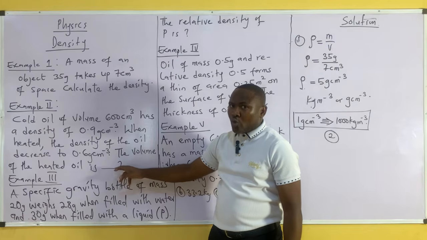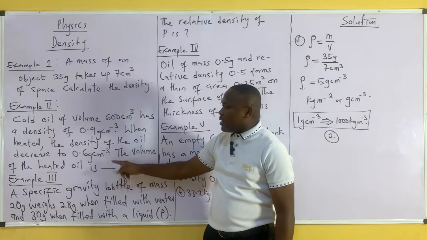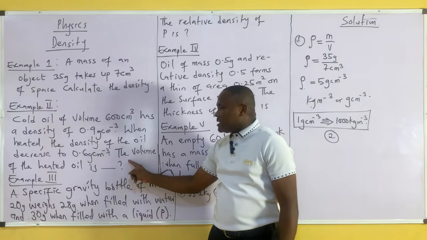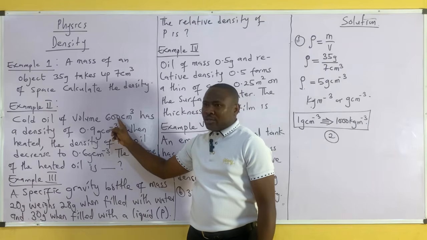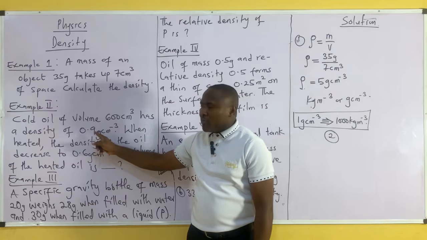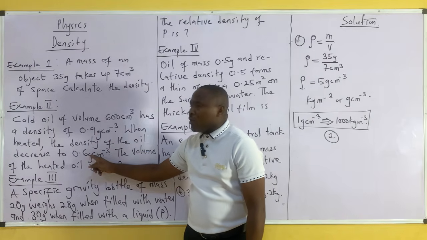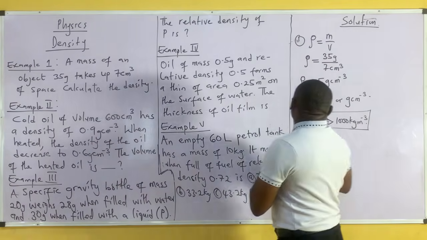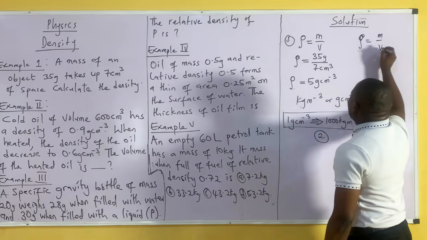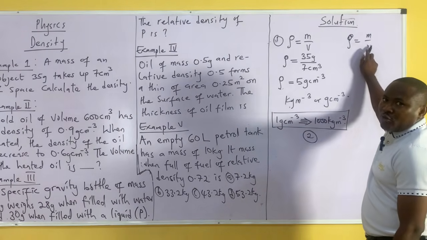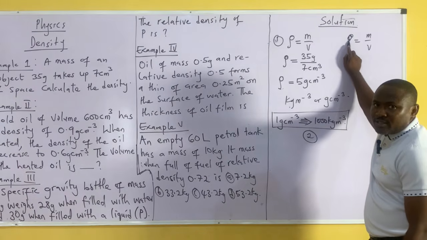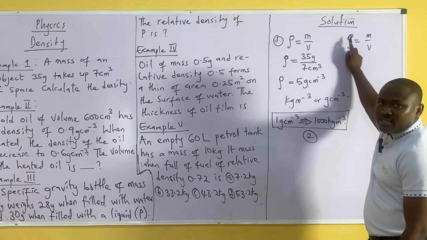The volume when cold will be lesser than when hot. So when I'm done solving, you realize that the volume of the heated oil will be more than the volume of the cold oil. But the density of the cold oil will be greater than the density of the hot oil. That is because you know that density is equal to mass over volume. So it means that density and volume are inversely related. So if volume increases, density decreases. Then if volume decreases, density increases.